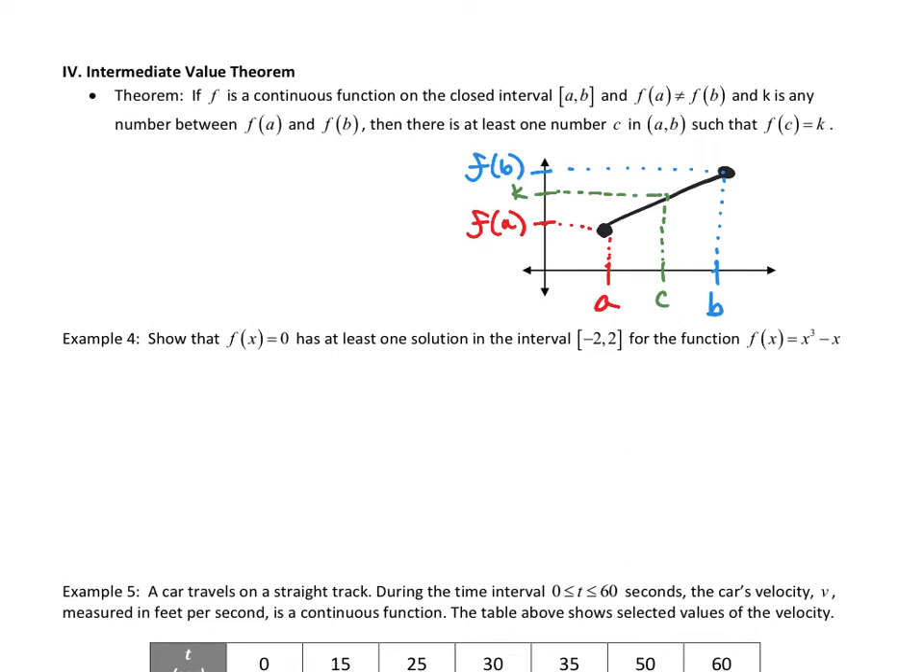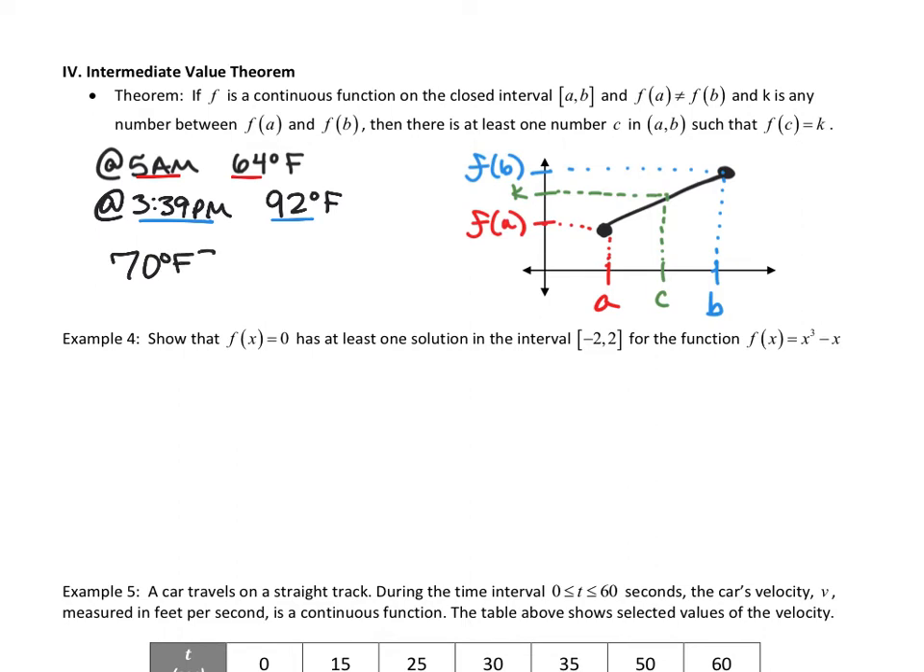When I woke up this morning and took my dog for a walk, I wake up at 5 a.m. So at 5 a.m. it was 64 degrees outside. Legit, I looked at my watch this morning. I also looked at my watch at exactly 3:39 p.m. and my watch said that it was 92 degrees Fahrenheit. So question for you. If this is my A input and my A output, and this is my B input and my B output, my question for you: at some point today, has it been 70 degrees Fahrenheit?